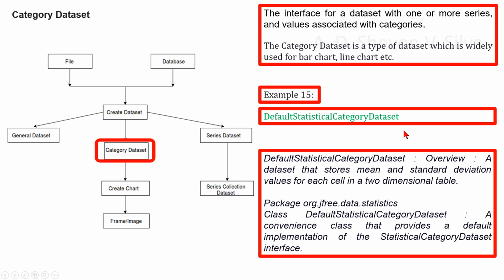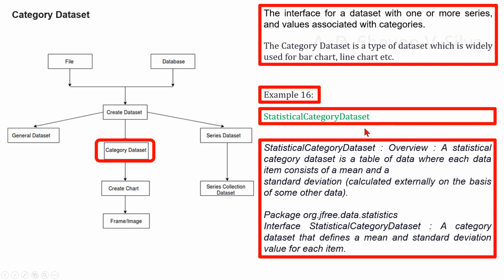Overview in DefaultStatisticalCategoryDataset, a dataset that stores mean and standard deviation values for each cell in a two-dimensional table. Class DefaultStatisticalCategoryDataset in package org.jfree.data.statistics, a convenient class that provides the default implementation of the StatisticalCategoryDataset interface. Keys, instances of Comparable, are used to reference the rows and columns in the table. This class provides the default implementation of the StatisticalCategoryDataset interface.